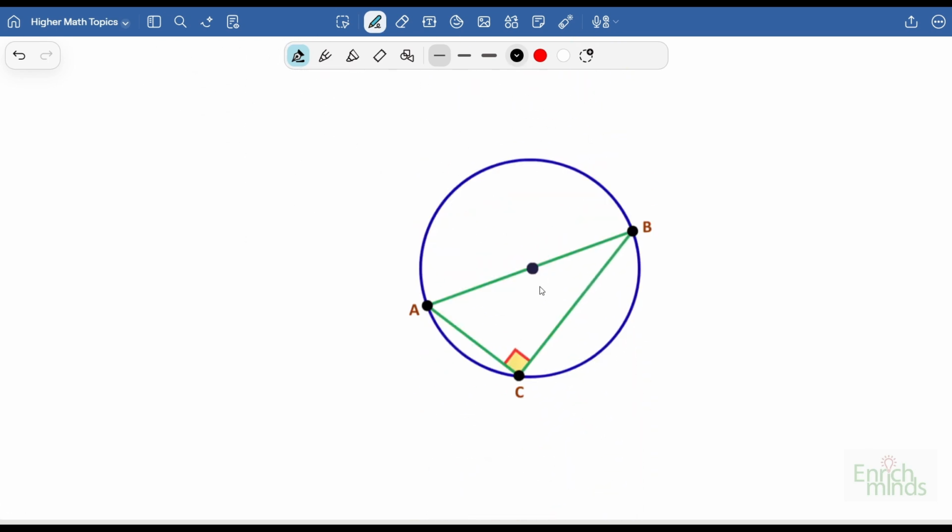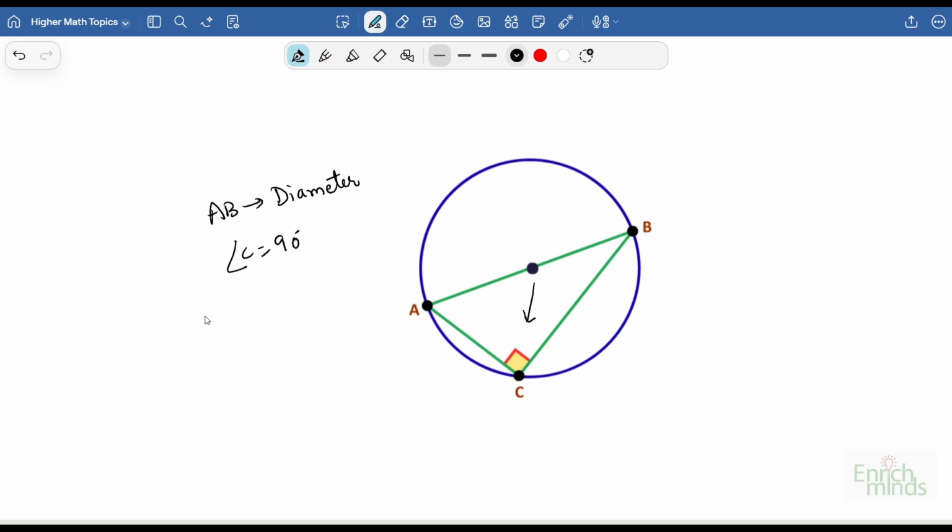The next one is the angle in a semicircle. A semicircle is formed by the diameter of a circle. So the diameter cuts the circle into 2 equal parts, and each one of them is a semicircle of the circle. So here AB is the diameter of the circle. And the angle opposite to this diameter, that is the angle C, is 90 degrees.